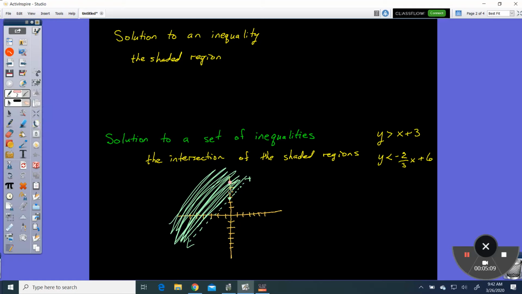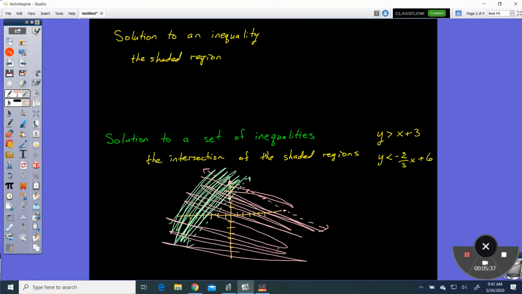Now I'm going to go down 2 and over 3. Down 2, over 1, 2, 3. Down 2, over 3. So now it's less than. So, whoops, you're not supposed to go outside the line. So that's what it looks like.